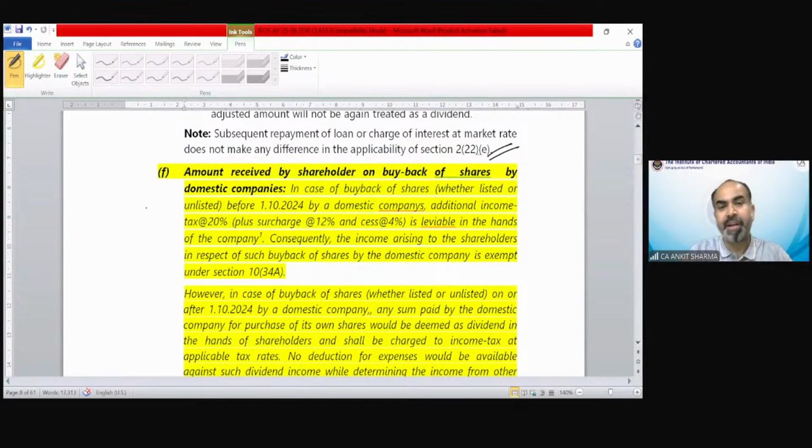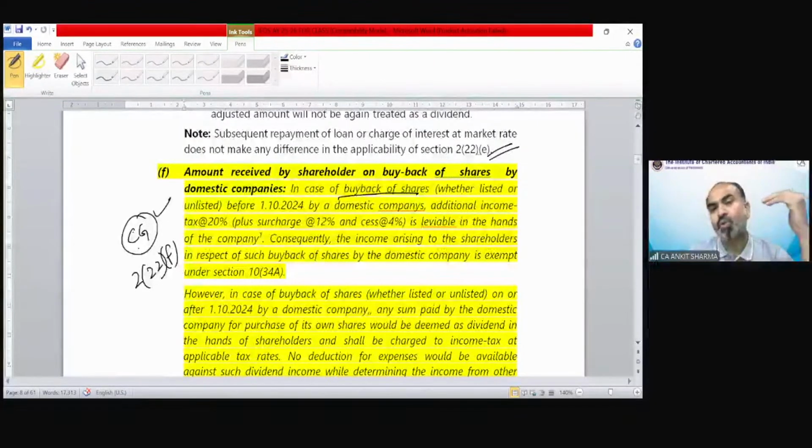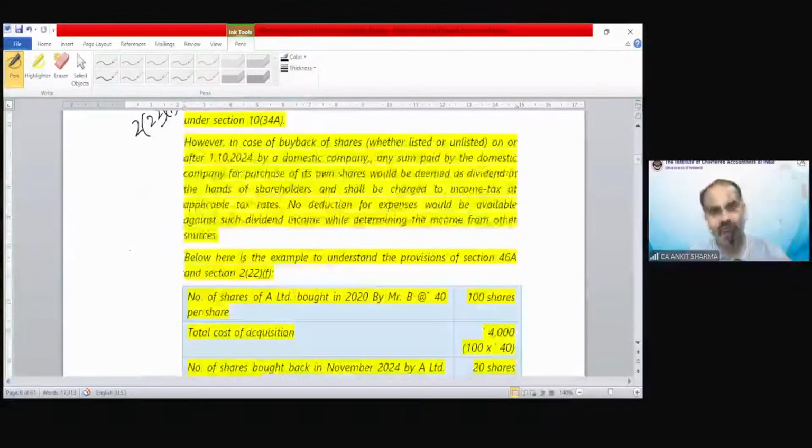Now from 222F, in case of buyback of shares, whether listed, etc., that has also been discussed in the capital gain topic. That is the section 222F provision we have already discussed. Up to 30th September, that would not be taxed, but on or after 1st October 2024, in case of buyback, that amount is going to be taxed under income from other sources under section 222F.